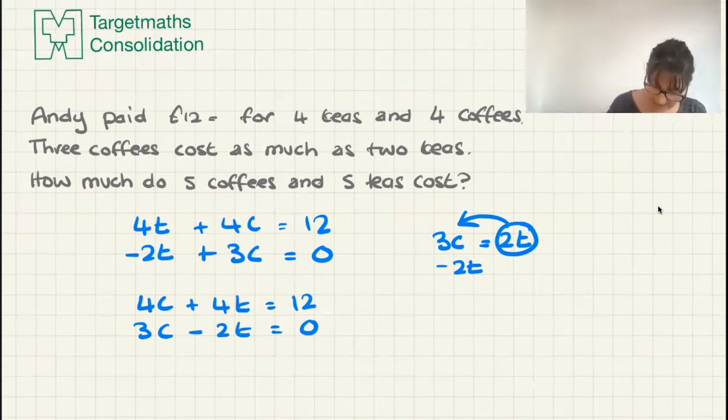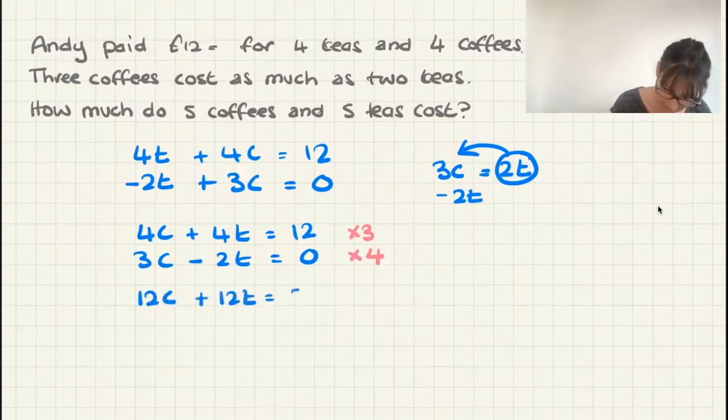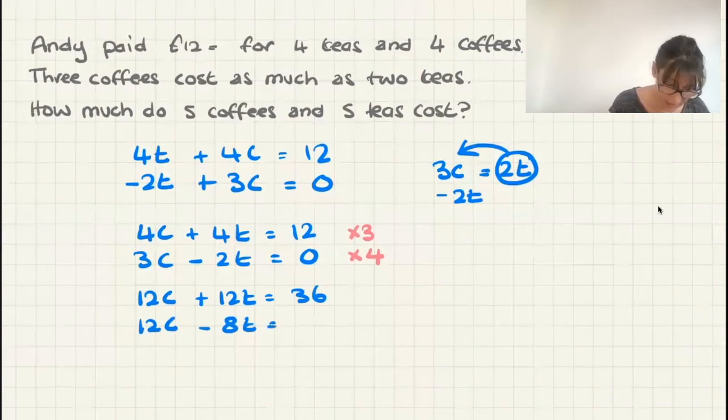Okay, so we've got to take away. Hang on a minute. If I go straight into take away, that's not going to work out because these aren't the same. So before I can do that, I'm going to have to get those the same. So I'm going to multiply this by 3 and this by 4. So that's going to give me 12c plus 12t equaling 36. And it's going to give me, obviously, 12c, because that's what we want, minus 8t equaling 0, because anything multiplied by 0 is 0.